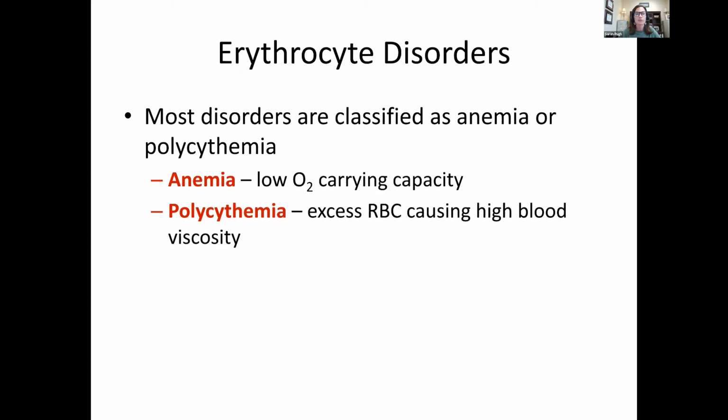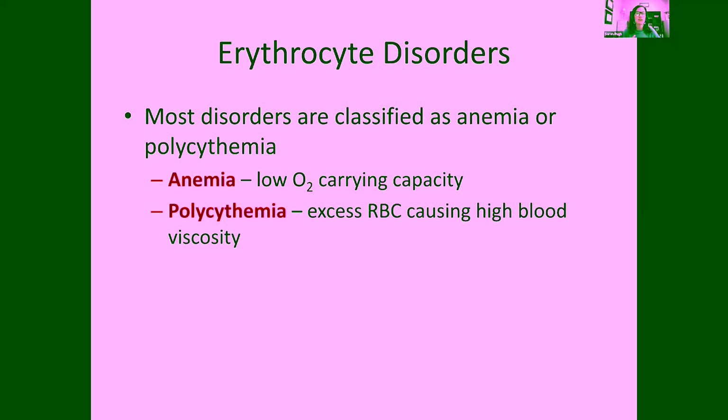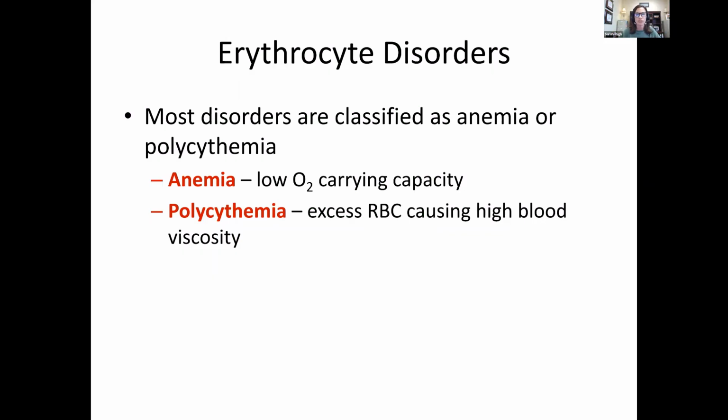So let's walk through some disorders that affect the red blood cells, the erythrocytes. Most disorders affecting red blood cells are classified as either anemia or polycythemia. The term anemia means that you have a very low oxygen carrying capacity. So when we say someone is anemic, it truly means they're not carrying enough oxygen.